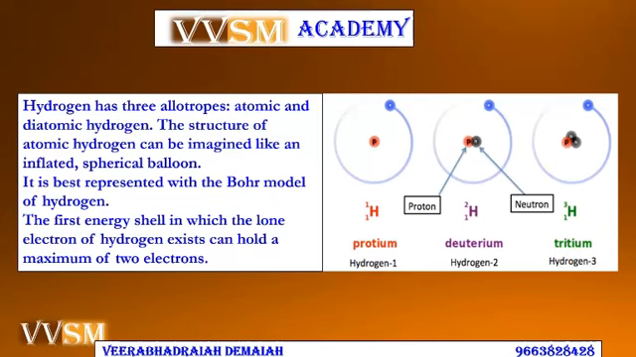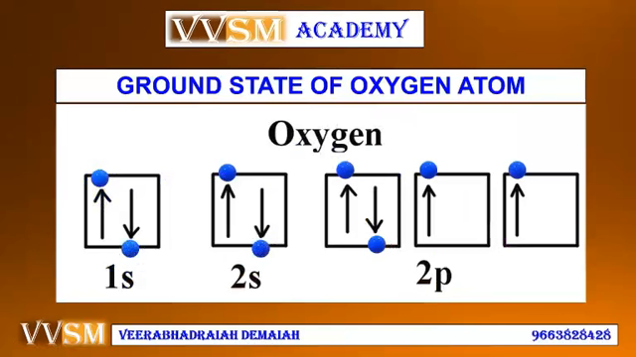Hydrogen has 3 allotropes. This is the second example for allotropy. We had already discussed it in the previous class. The structure of atomic hydrogen can be imagined like an inflated spherical balloon. Protium, deuterium and tritium, the 3 isotopes of hydrogen.